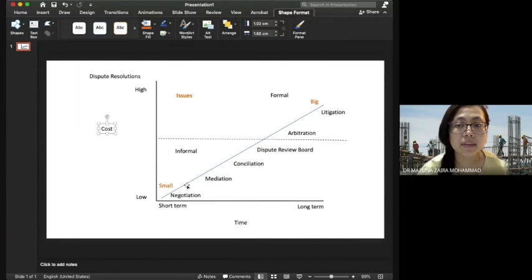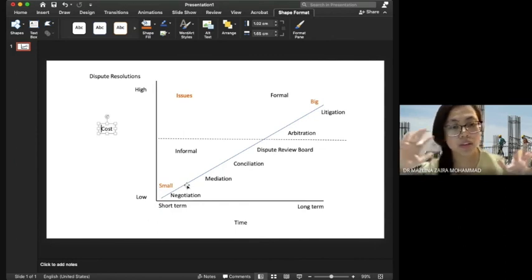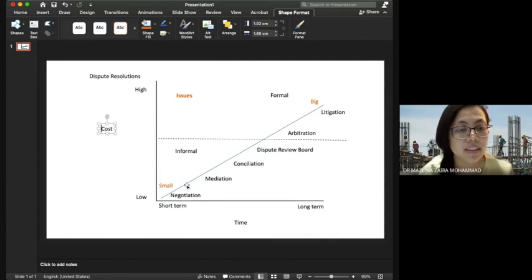Okay, and then the difference between arbitration and litigation is based on the issue. Arbitration is on document wise, documentation wise it is legal. So it depends on the issue. The last option, if they can't solve the problem, is to go for litigation, which is going to the court for the big issue.